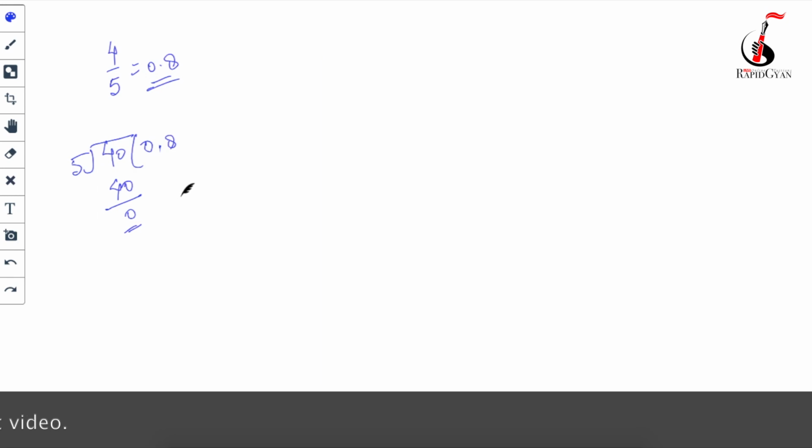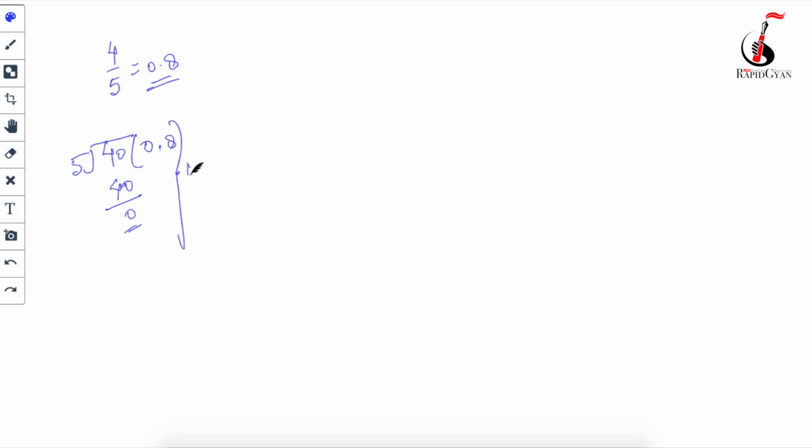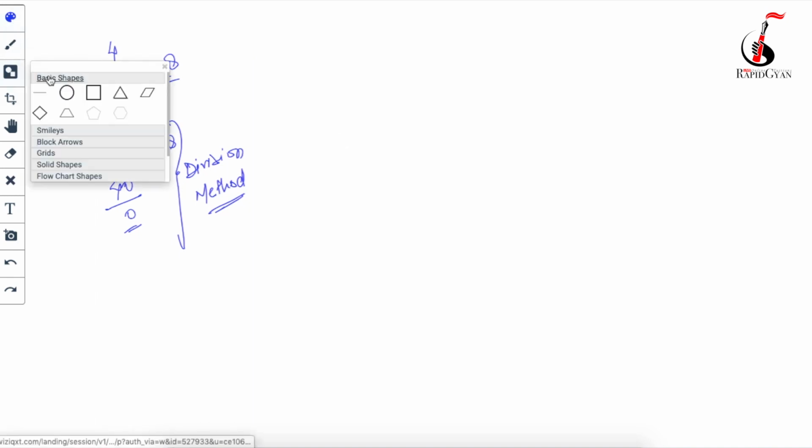You got the answer, but you got it by the division method. Now I am going to ask you a question. Can you find the decimal expansion of 4 upon 5 without division? Yes, we can find it. You will have to find the answer of 4 upon 5 without division. That thing we are going to study in this chapter. There is a theorem in this chapter, so first I am going to make you understand that theorem.